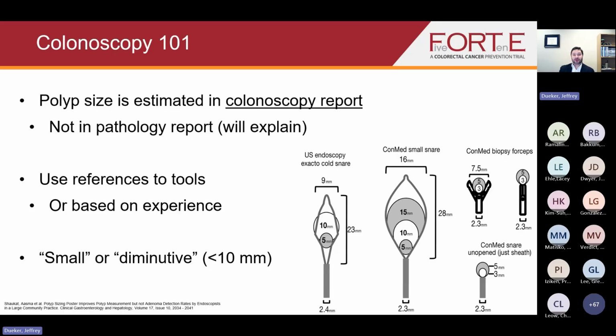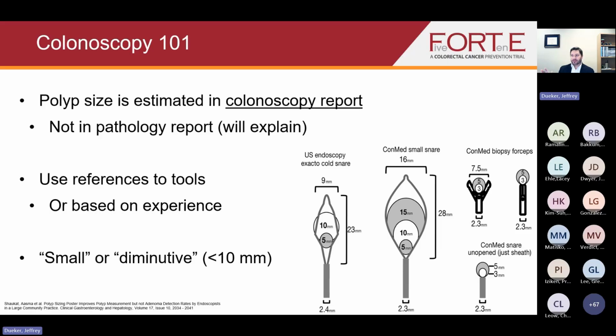The pathology report is not a great place to look for size, and I will get into that in a lot more detail. The reason we use colonoscopy is we use the tools that we actually use to remove the polyp as reference points. And if you do enough of these, like me and my partners, eventually you just get a guess of what size they are.